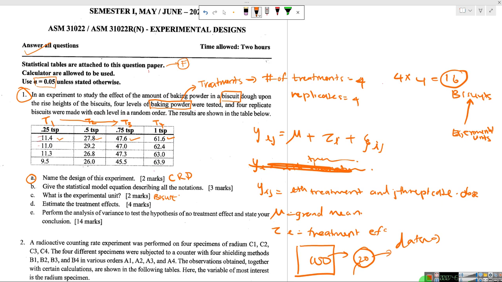Okay, now here estimate the treatment effects. They are asking us to estimate the treatment effects, right? So to estimate the treatment effect, first we have to calculate the treatment total. This is y1 dot, this is y2 dot, this is y3 dot, this is y4 dot. So y1 dot means the first treatment total, so we have to add all these values. Now we will calculate it.